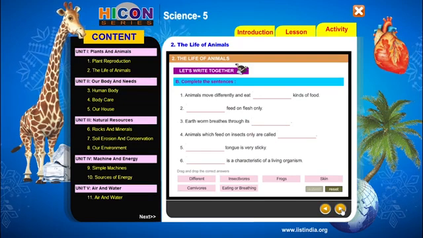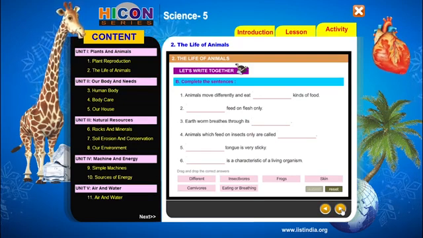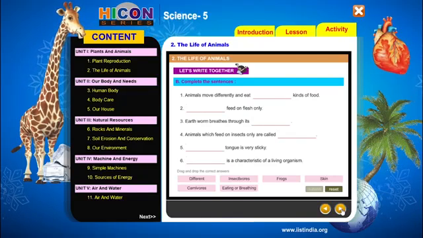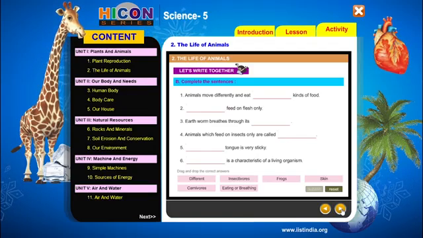Animals move differently and eat dash kinds of food. So children, different animals move in different ways and eat dash kinds of food. So eat different kinds of food. All animals do not eat the same kind of food. Different animals eat different kinds of food.